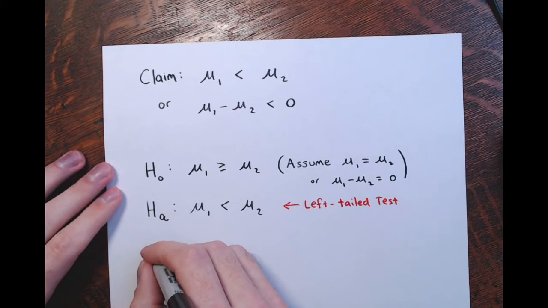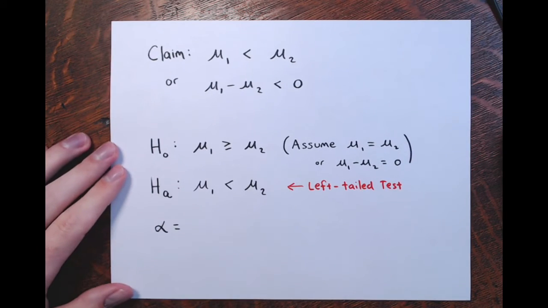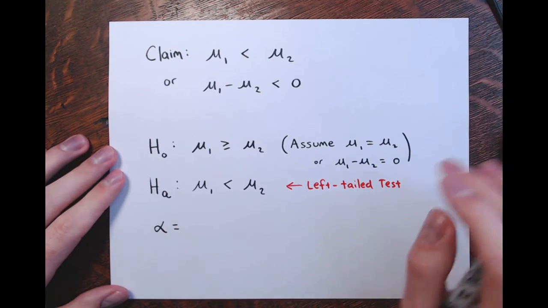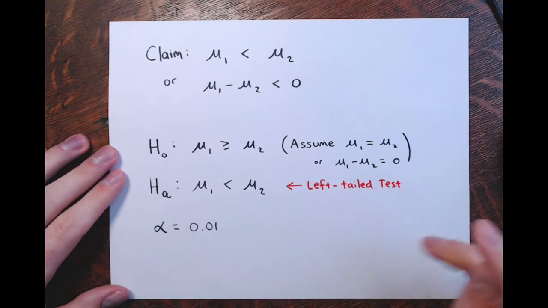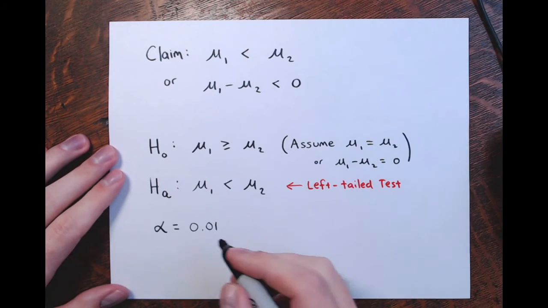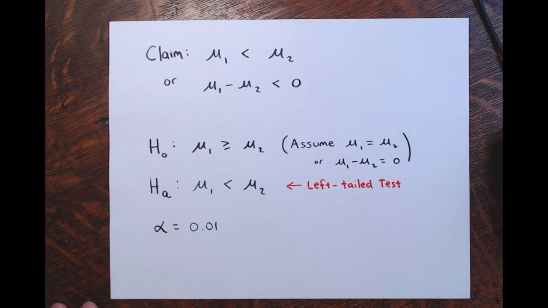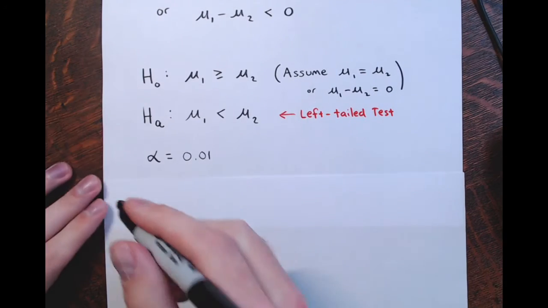Remember alpha here. Alright, so usually after the hypotheses are mentioned, we'll write out the significance level, and they said the significance level here was 1%. Right, alpha was 0.01. And then we take our samples, and I'll write out the sample information here.